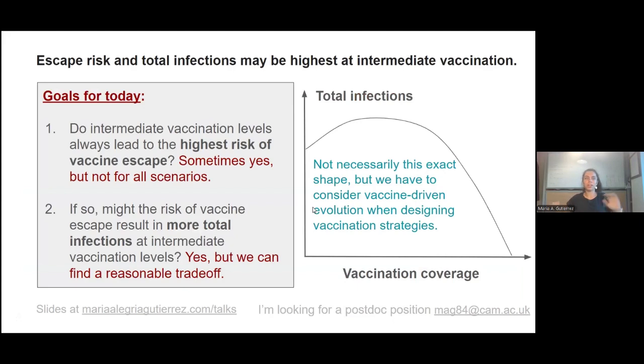And so that's the second goal for today. Yes, it might be true that the risk of vaccine escape results in more infections in total at intermediate vaccination levels, but we should aim to find a reasonable trade-off, and we can use modeling to explore these evolutionary effects together with the standard epidemiological effects of vaccination, and we should be mindful of that when designing vaccination strategies. And with that, thank you.